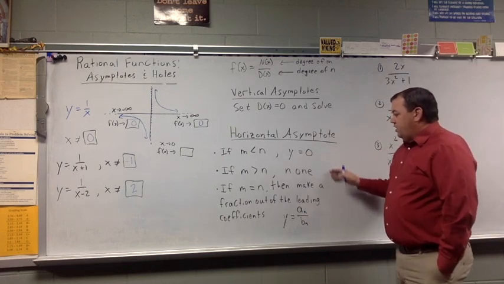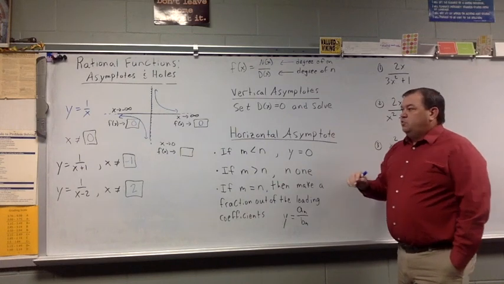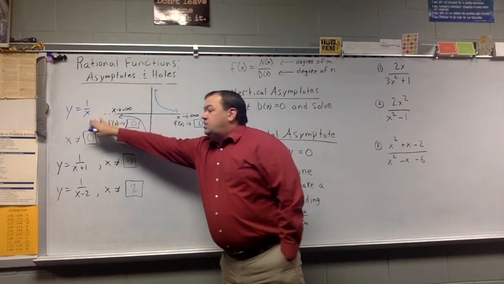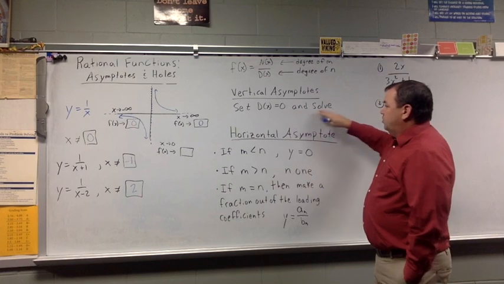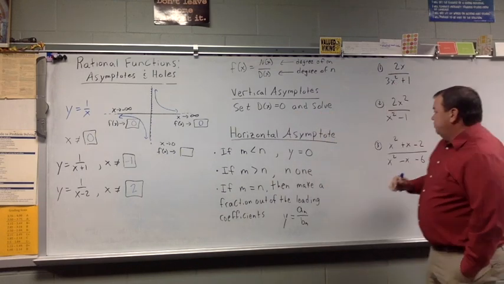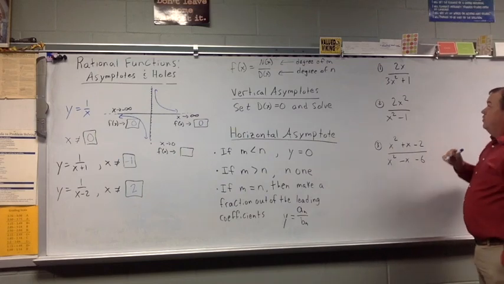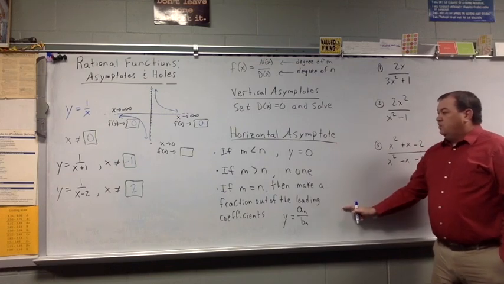So algebraically, this takes a little more work than visually. The vertical asymptotes are sometimes easy to see. Algebraically, we set the denominator equal to 0, and we solve. So let's take a look at some examples. I want to do the horizontal asymptotes first for all of these. So I want to go through this process right here that I just explained.